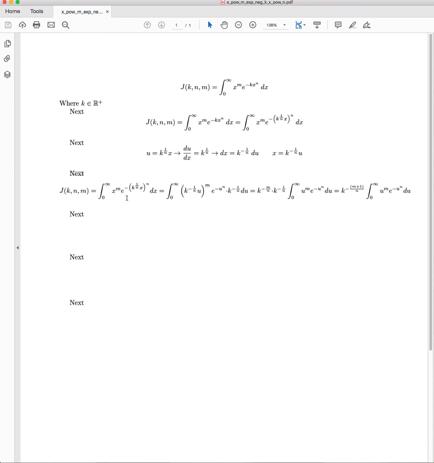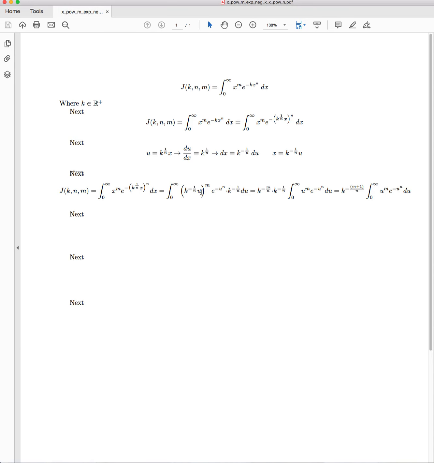Okay, and so that's what we have in the next line, J of k comma n, which is equal to this expression that we had before. We'll do this part-wise. For this component here, we've just replaced this with u, so we have e to the negative u to the power of n. Our dx gets replaced with k to the negative 1 over n du, which is what we have here.